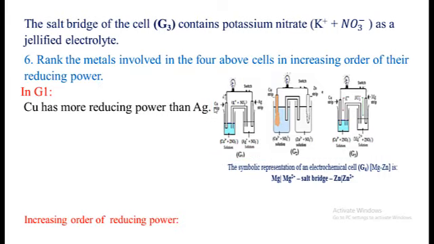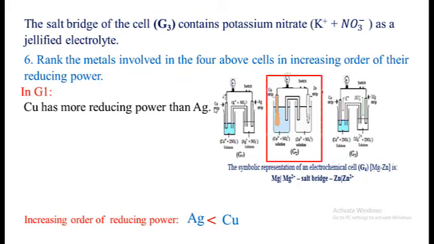So if we want to put now Cu and Ag in an increasing order of their reducing power, we can put Ag here, less than Cu. Because whenever we are saying reducing power, we mean the species that undergoes oxidation half reaction. So Ag has less reducing power than Cu.